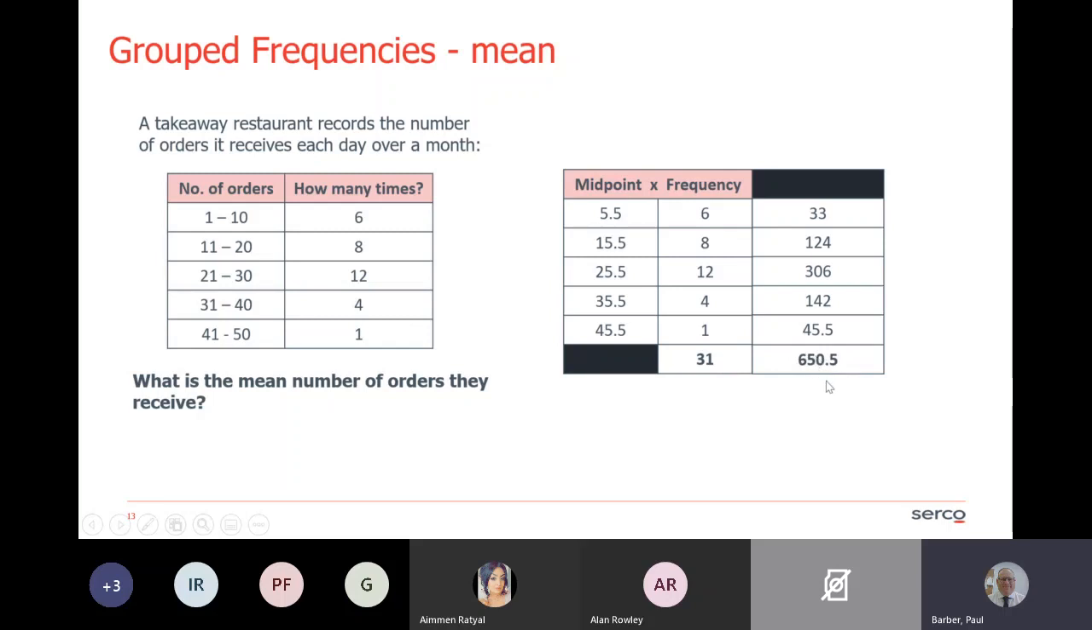To work out the mean, we know we take the total and divide by how many there are. And if we do that here, we get the figure of 20.98. So I've rounded that up to 21 orders. So that's a little bit more detailed, simply because you've got to find the midpoint for your detail, and then you're multiplying it before you can work out the mean.